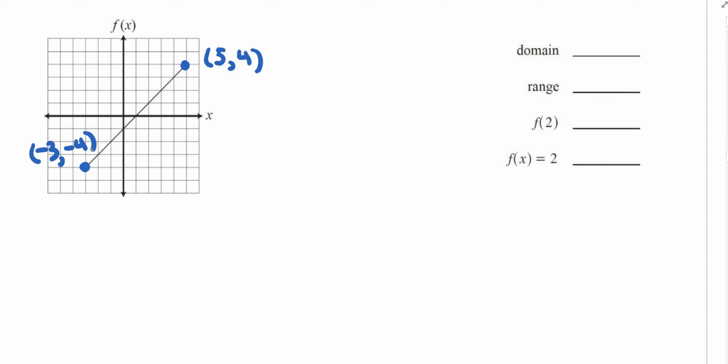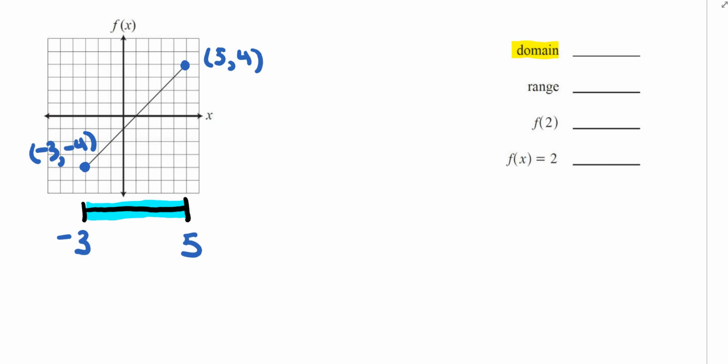Okay. All right, so let's take a look at the domain. So the domain is basically asking what are the possible x values here. Let's take a look at this number line here. If I draw a horizontal number line right here, my lowest value to the left is -3, and my highest x value to the right is 5. So my domain really takes on everything between -3 and 5. My domain is everything between -3 and 5.